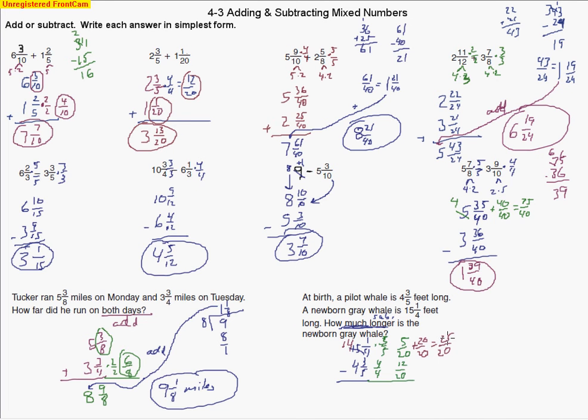So 25/20, I'm taking 12/20 away from that 25/20. So 12 from 25 gives me 13/20. And then 14 minus 4 gives me 10. So 10 and 13/20 feet is the difference between those two lengths.